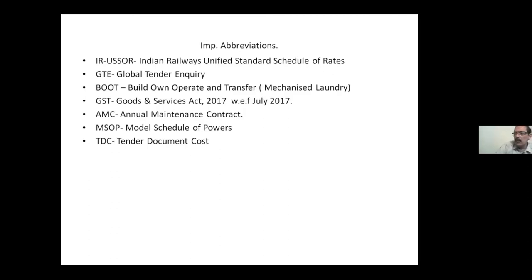Then what is meant by BOOT, B-O-O-T? Build, own, operate and transfer. So here we have got a BOOT system in mechanized laundry. So our mechanical department enters into contracts with this mechanized laundry. When you are traveling in the AC coaches, you will be supplied with the bed sheet and linen. All these linens will be sent to this contractor who has got this mechanized laundry contract. That is a 15-year contract based on the PPP mode, public-private partnership mode. It is called boot laundry.